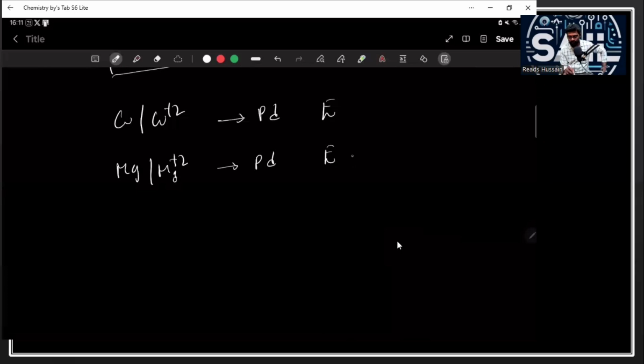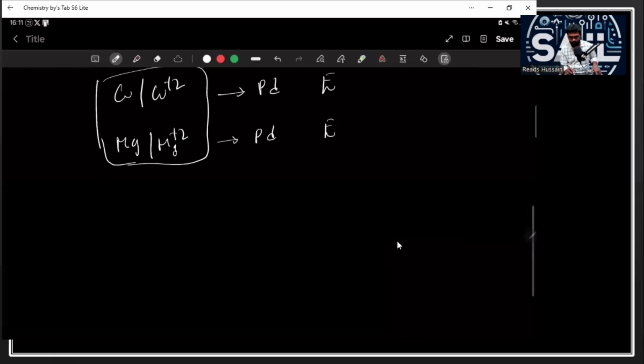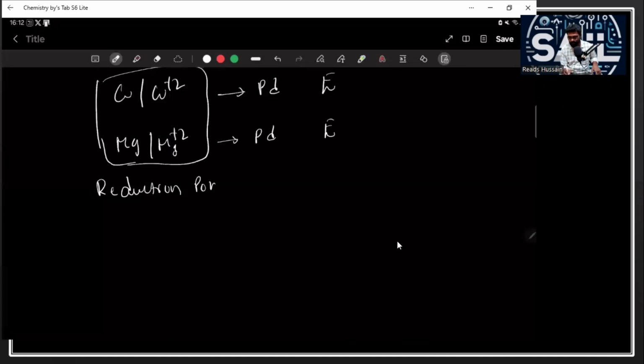But one small thing we have to remember is, while discussing electrode potentials, we always discuss reduction potential. What is the meaning of reduction potential? It is due to the process of reduction. What is the meaning of reduction? Reduction means gain of electrons, or decrease in the oxidation state.